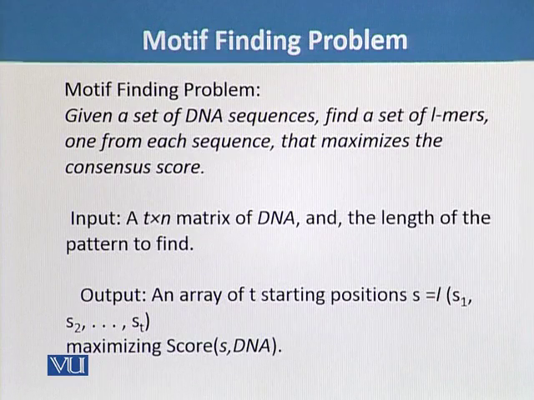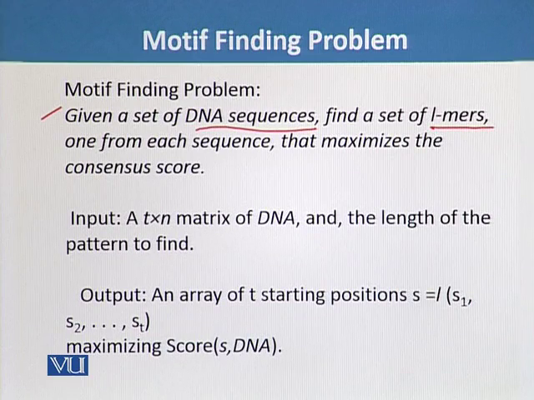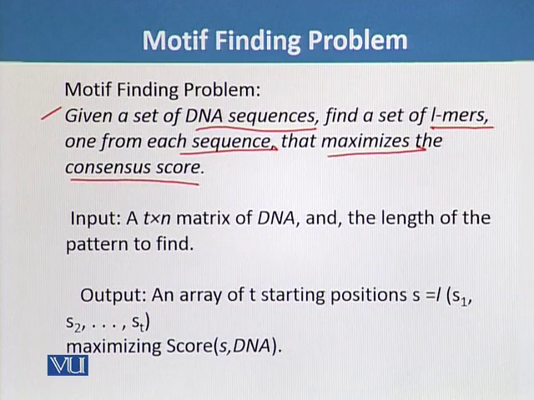So here we can write the algorithm to solve the motif finding problem. So here is the goal. The goal is: given a set of DNA sequences, it could be any number, we have to find a set of l-mers. L-mers means the conserved region within a DNA from each of the sequences that maximize the consensus score. So we have to calculate the l-mer sequence with the maximum consensus score.